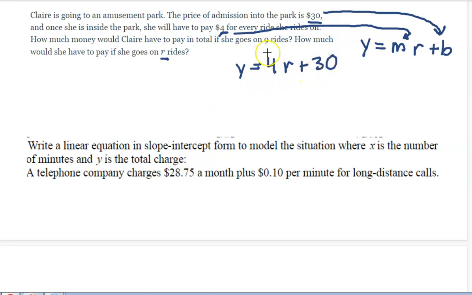Okay, so here we go. Let's take a look at it here. If she rides on 9 rides, we're going to put in 9 for r. So we have y equals 4 times 9 plus 30. 4 times 9 is 36, plus 30. That's going to give you $66.